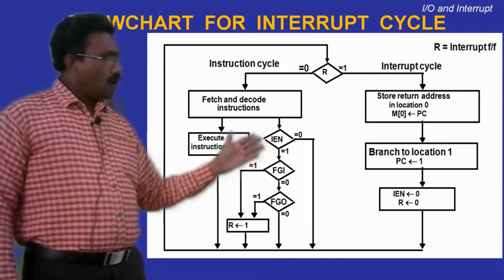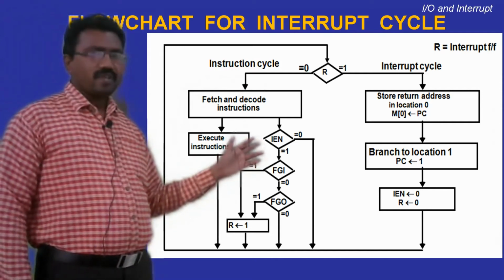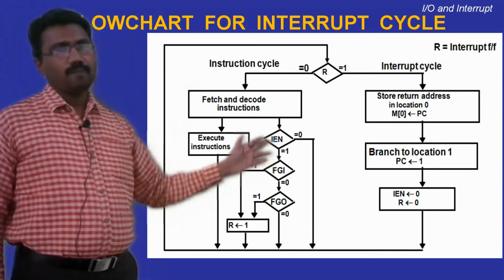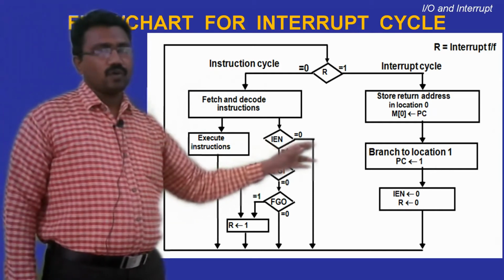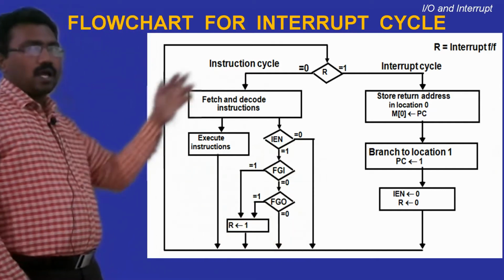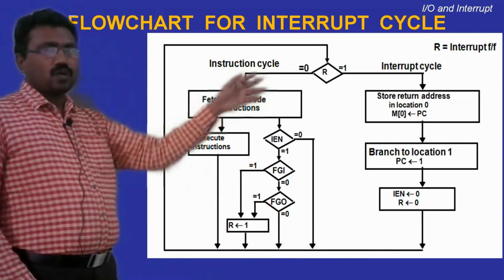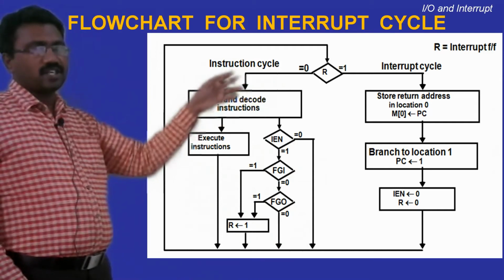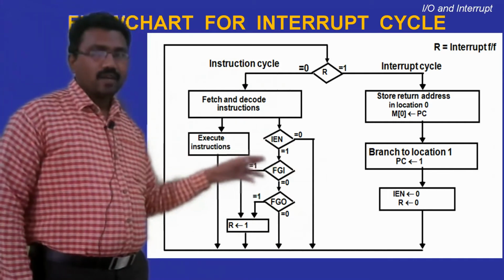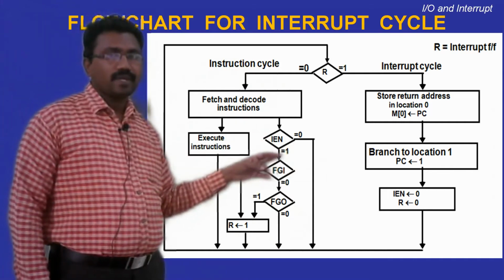Now here, after execution of every instruction, it will check IN. What is IN? Interrupt enable flip-flop, a 1-bit flip-flop. If it is equal to 0, there is no interrupt pending. R is equal to 0, control goes to the next instruction, fetch the next instruction and execute the instruction.